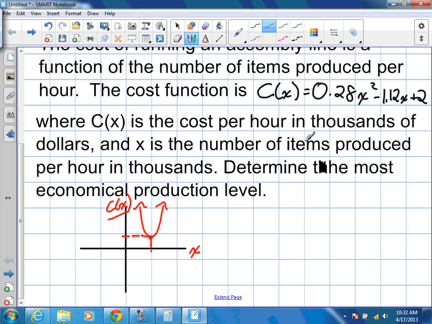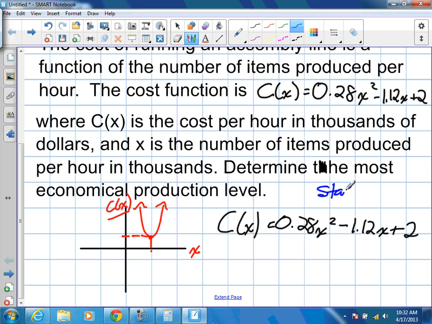So we're going to take this cost function, C at x is equal to 0.28x squared minus 1.12x plus 2. Now what form is this in? And what would be the quickest route to find the vertex? Vertex form. Factoring will take longer. There's a faster route. Quadratic formula will find what? The roots.